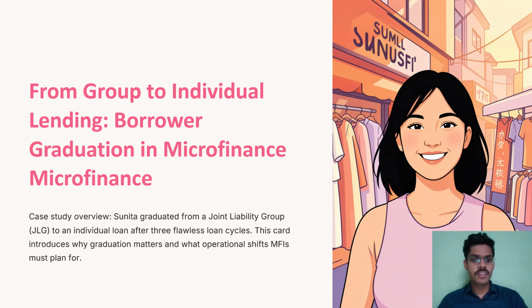The first case study is from group to individual lending: borrower graduation in microfinance. So we get the case overview, which is that Sunita graduated from a joint liability group to an individual loan after three flawless loan cycles. This case introduced why graduation matters and what operational shift MFIs must plan for.